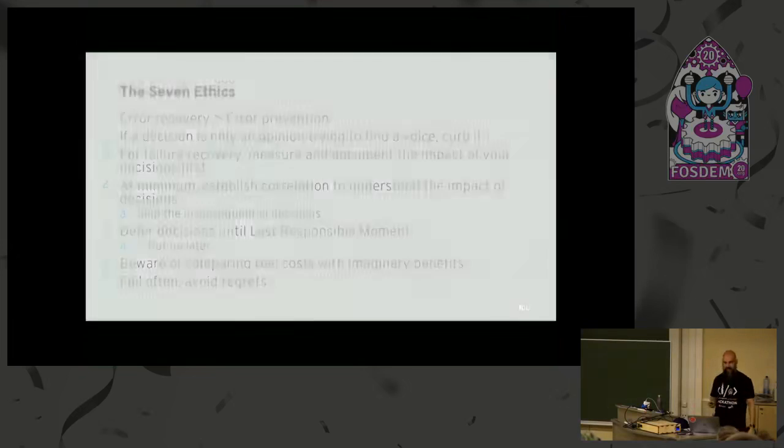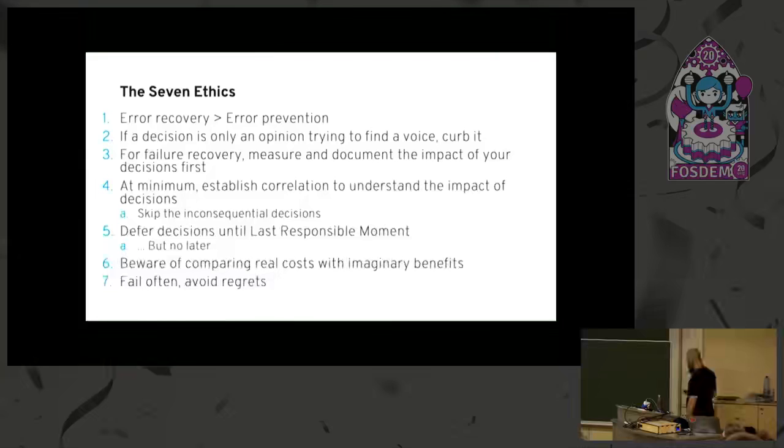So here are basically the 7 ethics. I put them down if you want to take a picture. I'm sure the slides will be shared later on as well. Here are those in one slide, hopefully legible enough from the back. And of course, continue the conversation on the website as well.